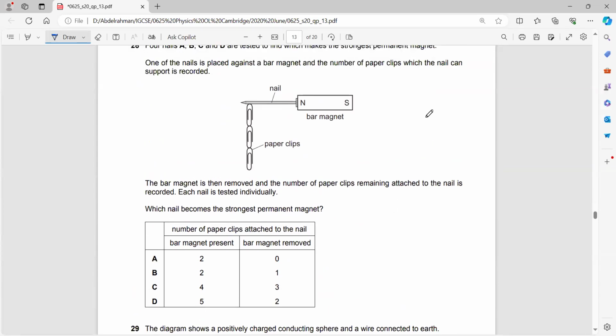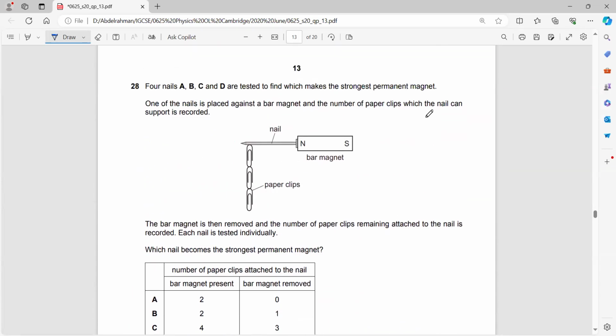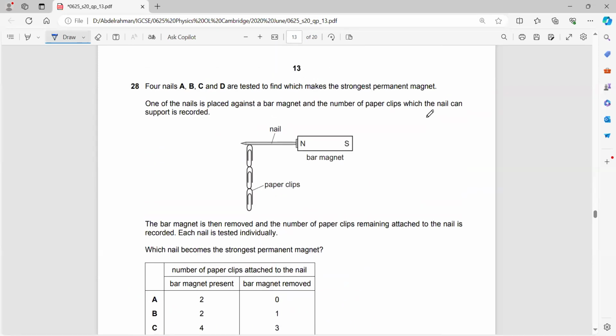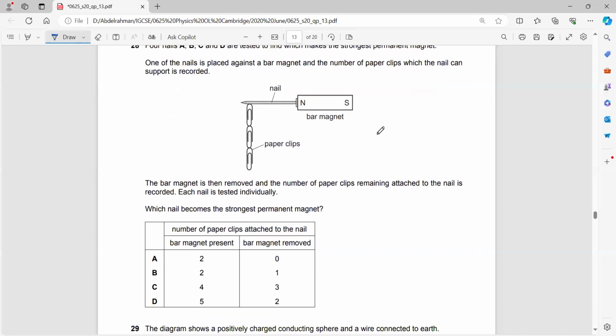We have 4 nails, A, B, C, and D. Each nail is attached to the bar magnet. All of these nails are made of steel, which means that they will become a permanent magnet. But the question is, which nail becomes the strongest permanent magnet?